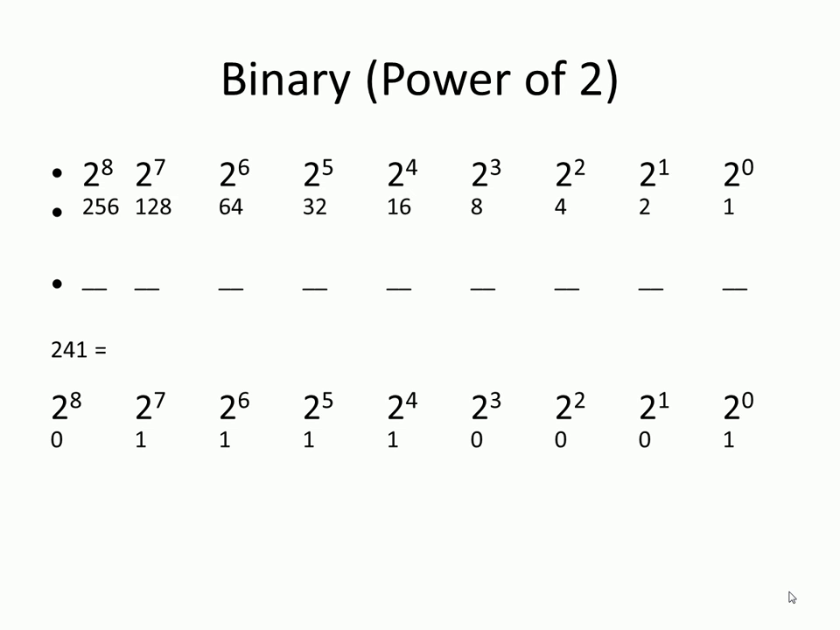Then I have 49 left over. So obviously I can put a 32 in there. Got 17 left over. Okay? So 17, I can obviously put a 16, I got 1 left over. So I can put a 1. So 0, 1, 1, 1, 1, 0, 0, 0, 1 is 241. Okay. Easy enough to do?